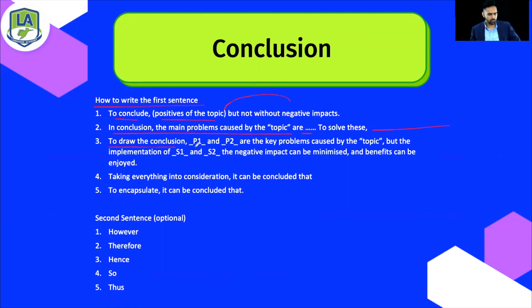To draw the conclusion, P1 and P2 are key problems. For example, wrong websites and scams are key problems caused by the internet, but with the implementation of strict government laws and cybersecurity, the negative impacts can be minimized. So this is a good one. You can use it. And then, however, therefore, hence, so, if you want to explain this particular sentence further.